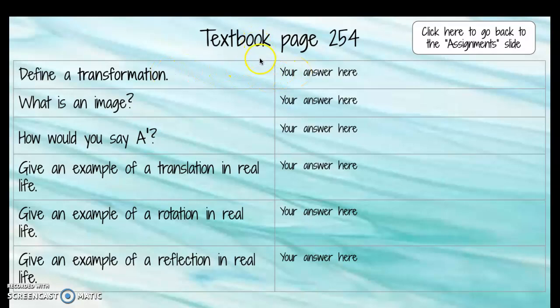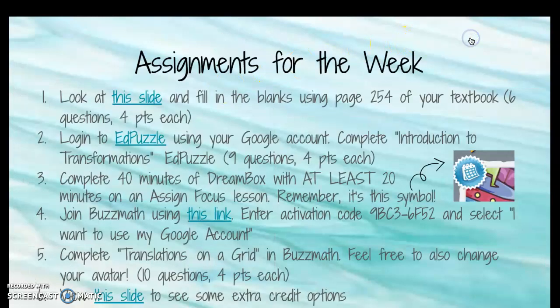So right now I'm in presentation mode, but you guys will be able to edit your presentation. Where it says your answer here is where you guys are going to type your answer. So here it says define a transformation. You'll look on page 254 of your textbook and you will define a transformation. What is an image? Your answer, and it continues. All right. So 6 questions, 4 points each. Notice up here it says click here to go back to the assignment slide. If I click there, it brings me right back to the slide I was just on.